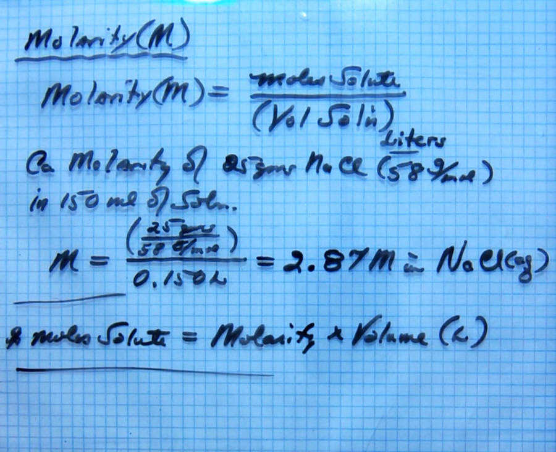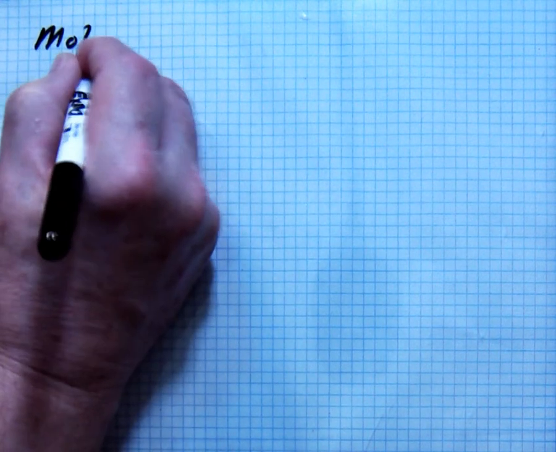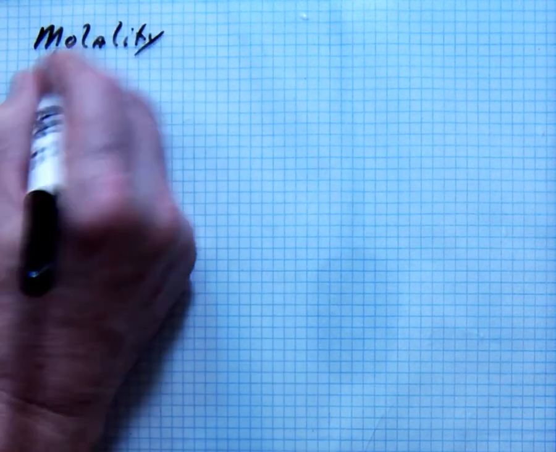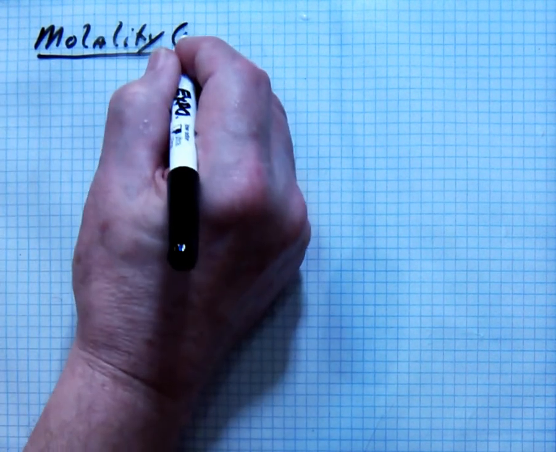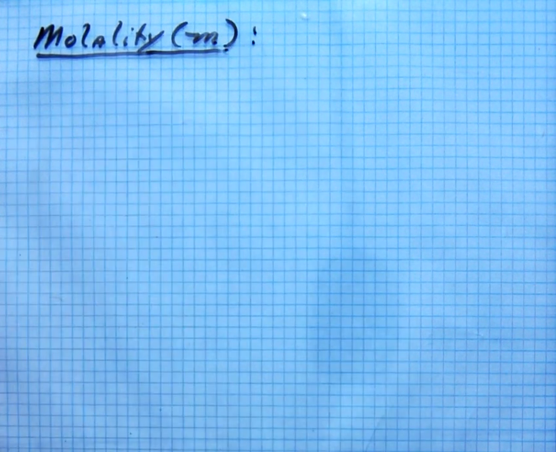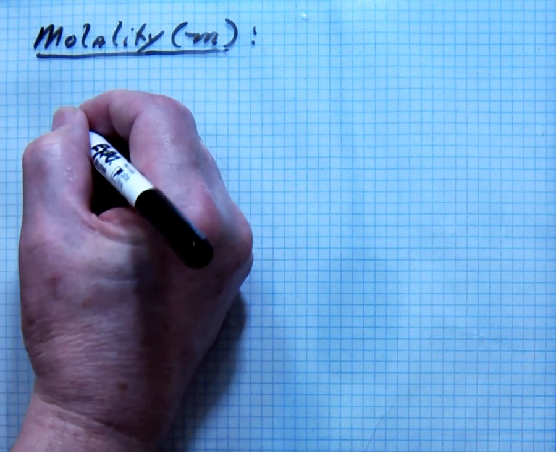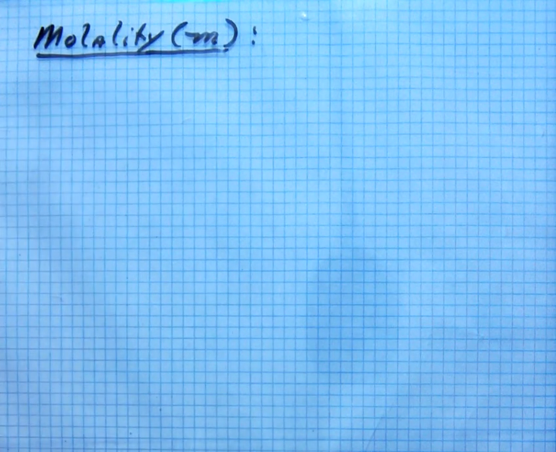Now, two new terms that we need to cover. One is molality, M-O-L-A-L-I-T-Y. It is represented by a lowercase m here. It is defined as the amount of solute in a kilogram of solvent, a very special concentration term used when temperature changes are taking place.